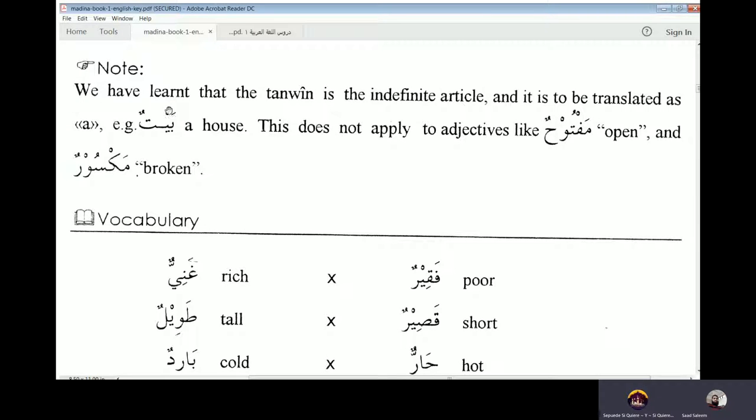We have learned that the tanween is the indefinite article and it is not to be translated as alif. Example, baytun, a house. This does not apply to adjectives like maftuhun, open, and maksurun, broken.